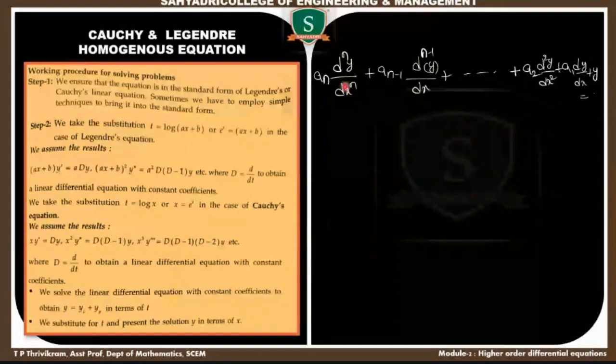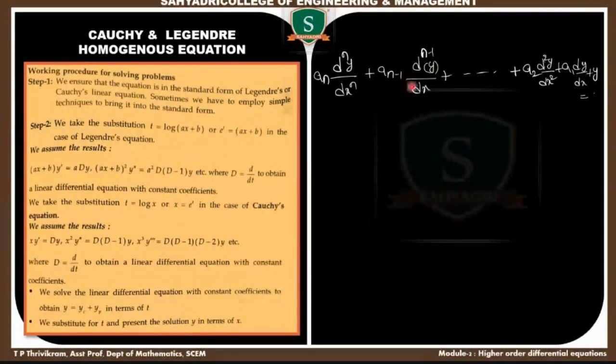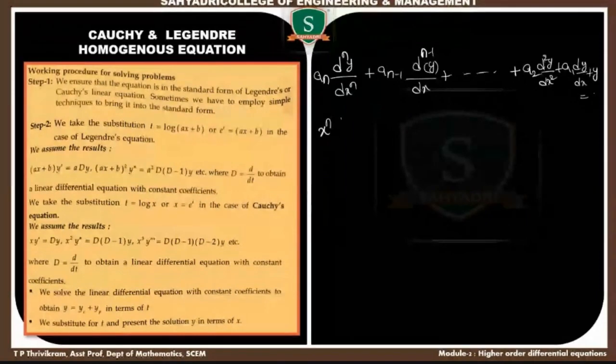That too not an irregular function, but a function of this kind: for the nth degree derivative, an nth degree polynomial. So for d^(n-1), the coefficient must be x^(n-1). This is a particular kind of equation of this kind: x^n d^n y by dx^n.